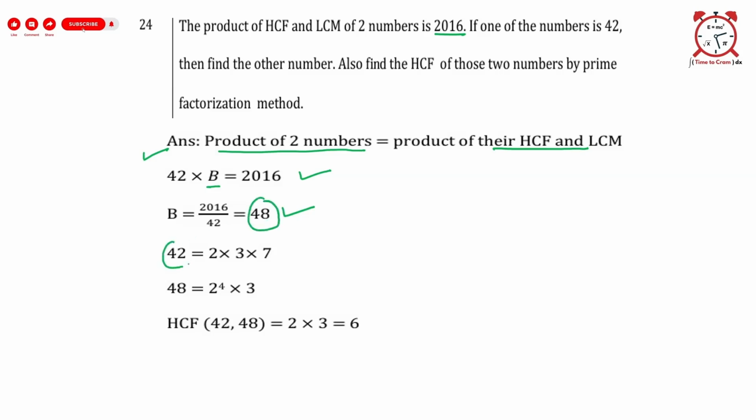Now we have to factorize both numbers, 42 and 48. 42 is already given here, and 48 we found from the calculation. So these are their prime factorizations. From their prime factorizations, 2 into 3 equals 6 is the HCF. So here, students, we have completed main questions number 2 and 3. Now in the next video we will continue with question number 4.